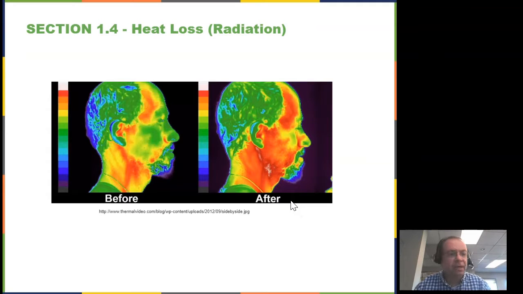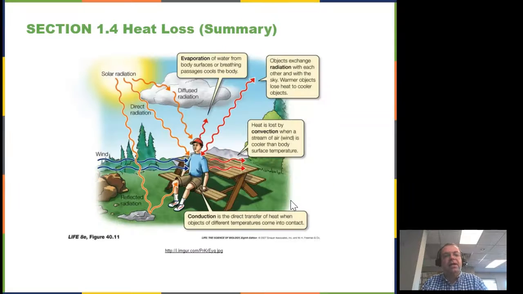And lastly, radiation. This is the reason that we have lids on our coffee cups and on our travel mugs, because we will lose heat. You can't see it unless you have an infrared camera. Okay, this diagram is a summary of all of those heat loss methods.